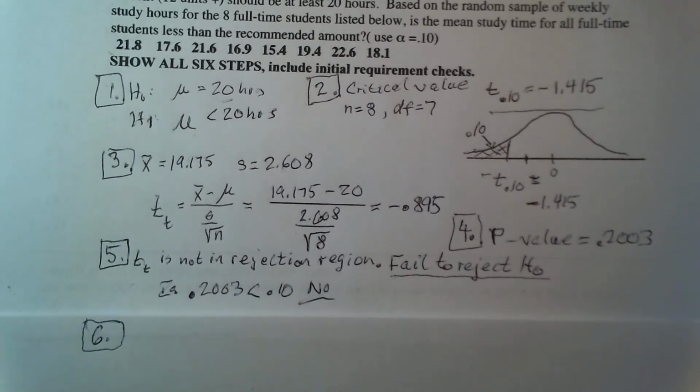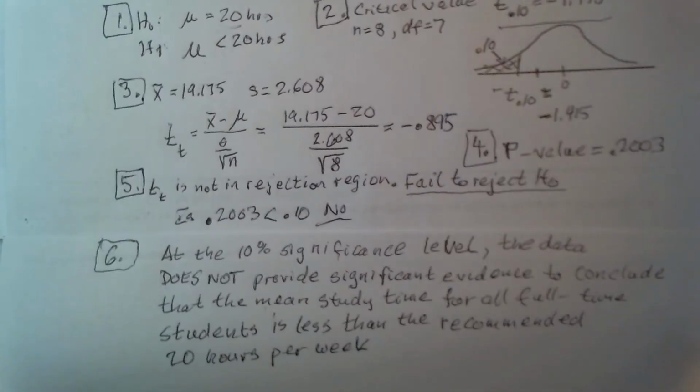So now we are ready to write our conclusion. At the 10% level of significance, this data does not provide significant evidence to conclude that the mean study time for all full-time students is less than the recommended 20 hours per week. So again, here's our conclusion statement.